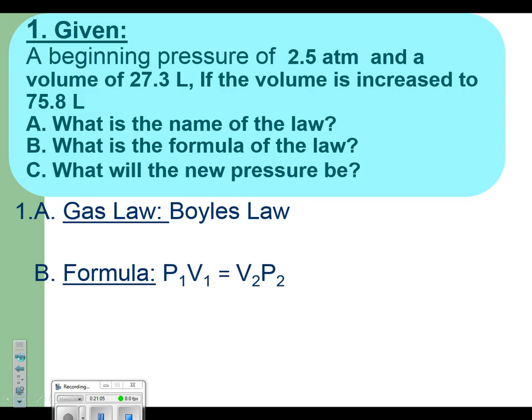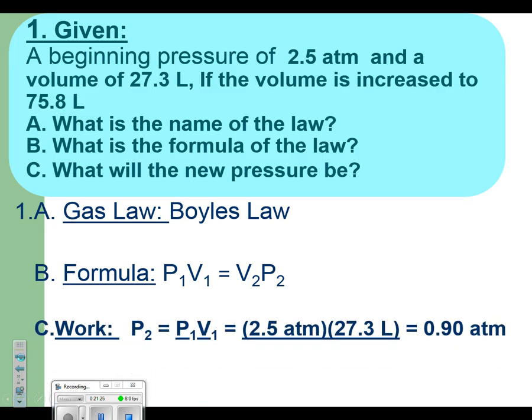And I messed that one up. That should be, doesn't really matter though, because it's commutative. Okay, so all we have to do is plug in. We're solving for P2, so we're going to divide both sides by V2. So when we do that, we get this.